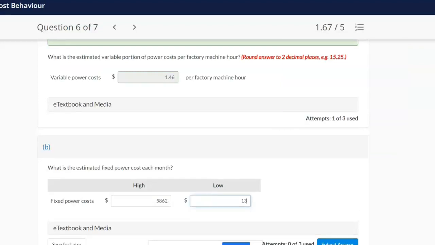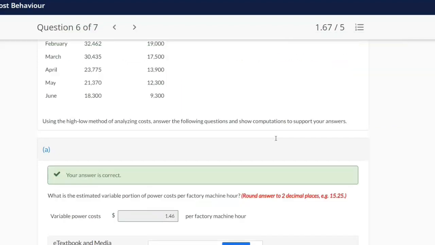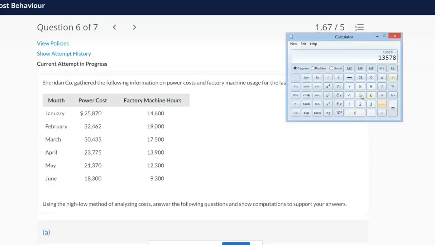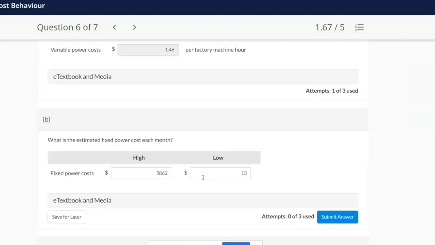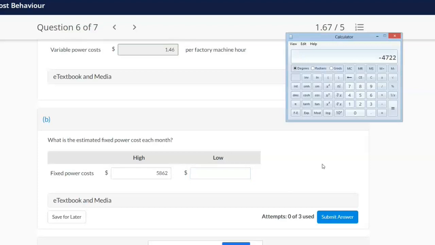Okay, what do you subtract? Now subtract 18,300 from that, and you should get the same. 4,722. No, you did something wrong, because the fixed has to be the same at the high and at the low. Fixed is fixed. I think for the high you multiply by 1.46. Did you do that?